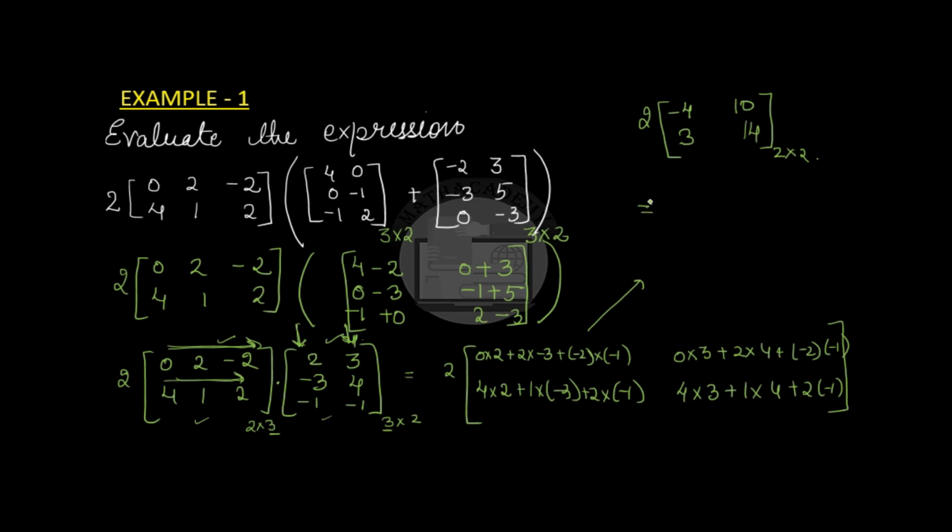Now what we have to do? We will have to multiply the scalar 2. When we perform the multiplication, the scalar gets multiplied to each and every element of the matrix. Okay, so we multiply it to all the elements to get the answer as -8, 26 and 28. This is the value of this particular expression.